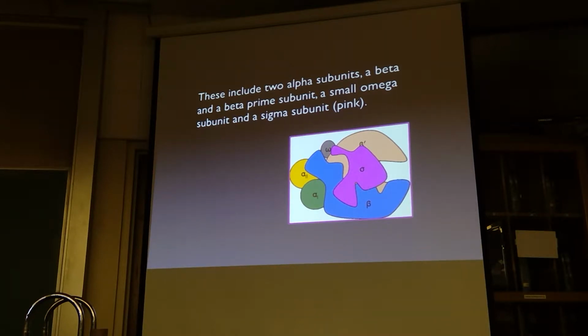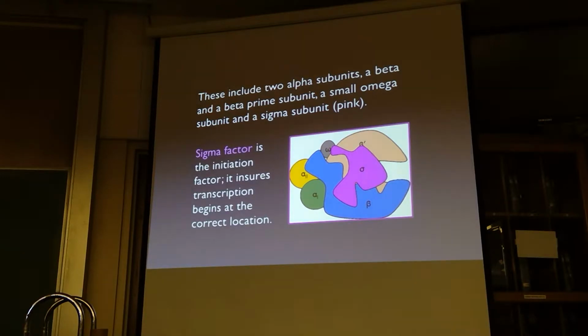There's two alphas. They were initially called alpha, now they're alpha 1, alpha 2. Then there's a beta and a beta prime. There's a little bitty omega, that little gray thing in the back, and the pink one that's in the front is called sigma factor. We're mostly interested in sigma factor because sigma factor is an initiation factor. Without sigma, transcription can't start. So it's going to determine where transcription is going to begin, make sure that the right strand is being copied, and that the copying process occurs in the right direction. So we need to pay attention to that pink sigma factor there.